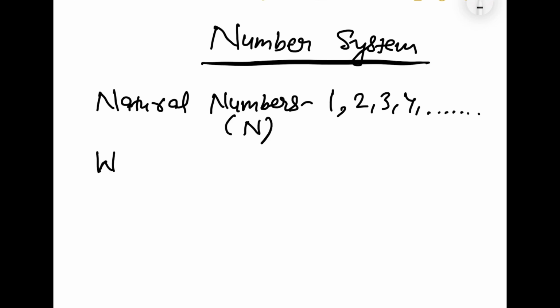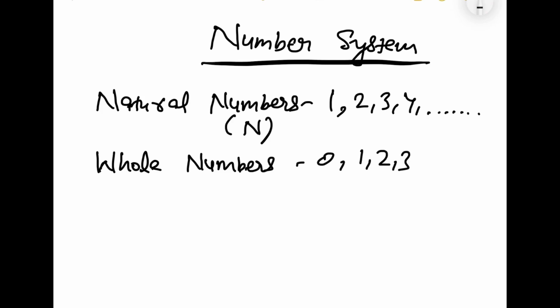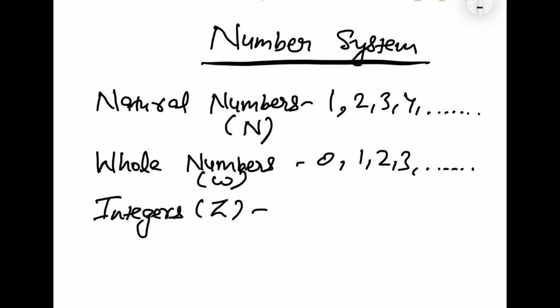Then comes whole numbers. They are 0, 1, 2, 3 and so on. Whole numbers are denoted by W. Then come integers. They are denoted by Z. These are negative, 0 and positive. Okay.